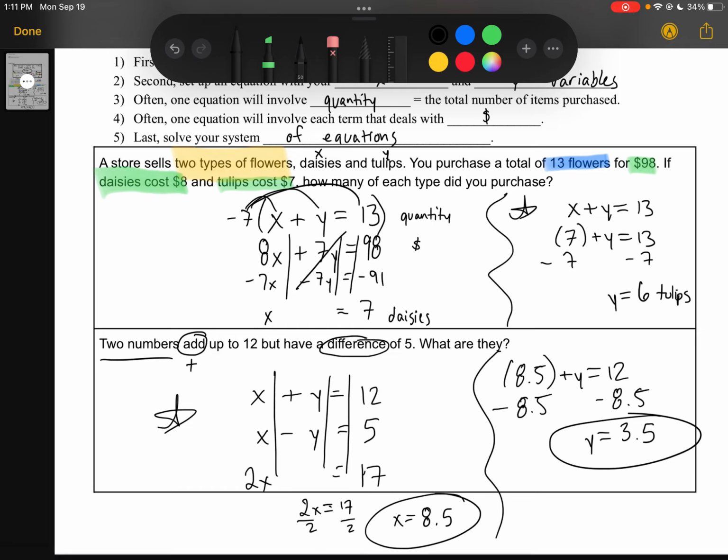And this might have been a harder one because we do see decimals come up. So the nice thing about systems is it doesn't matter, decimals, any of those types of numbers, big, small, anything in between, it'll always work. You'll always be able to solve.